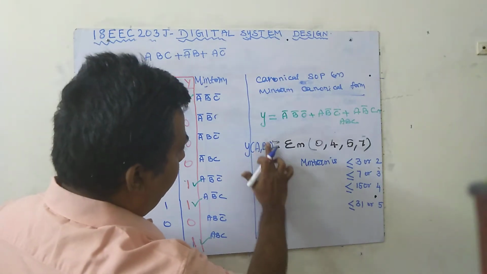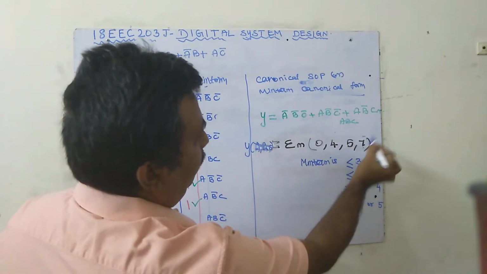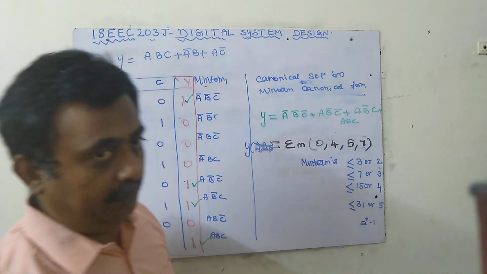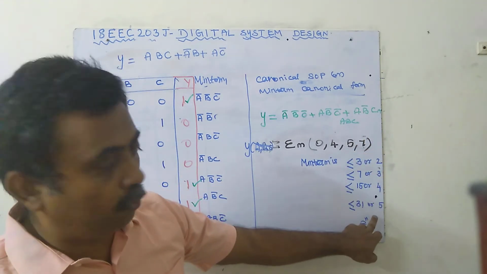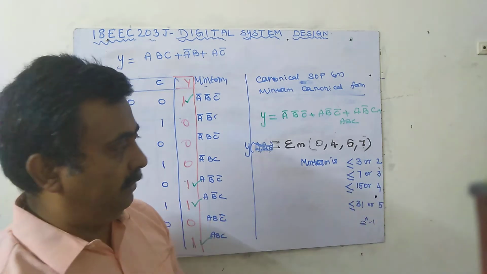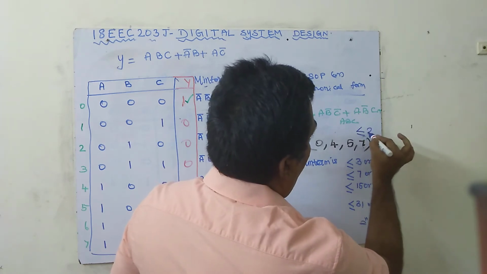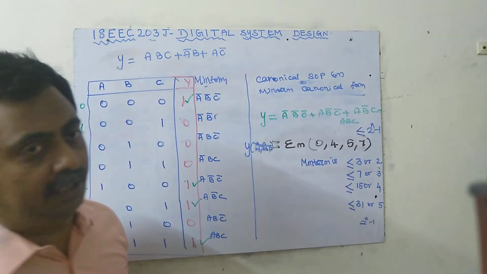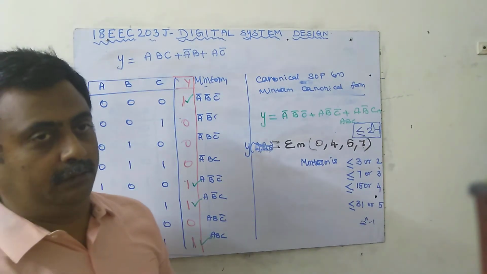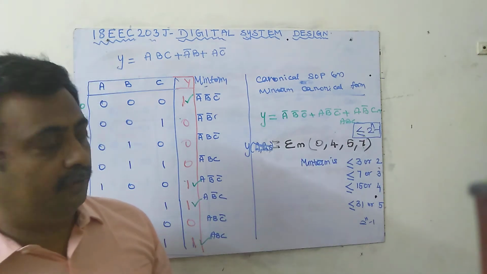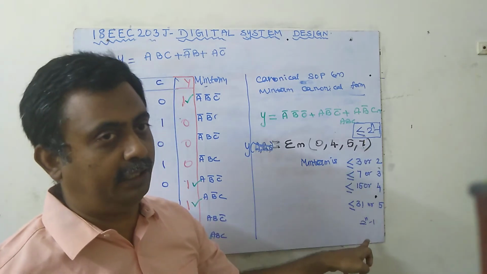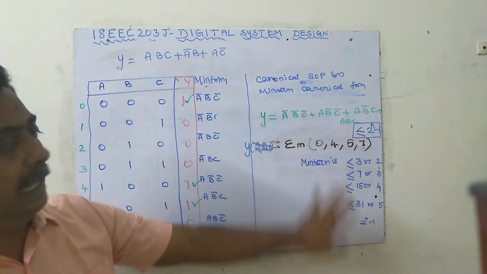If they have not given this, we can identify it from the numbers. The meaning is 2 power n minus 1. Suppose the maximum is 15: 2 power 4 is 16, and 2 power 4 minus 1 is 15. So the general term is that the maximum number is less than or equal to 2 power n minus 1, where n is the number of variables. This is how it works for min terms.